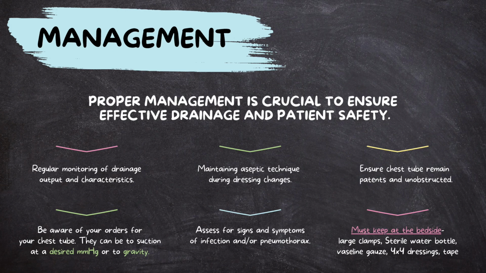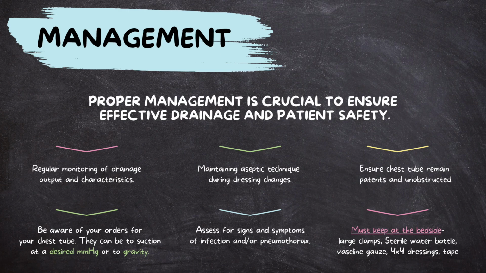So you're going to regularly monitor the output or the drainage and what the characteristic is. You want to know what that stuff looks like coming out. And then you're going to maintain aseptic technique during dressing changes. And you want to make sure that you're constantly checking that your tube is unobstructed, it's not kinked, and they're not laying on it. That way it has the opportunity to drain.